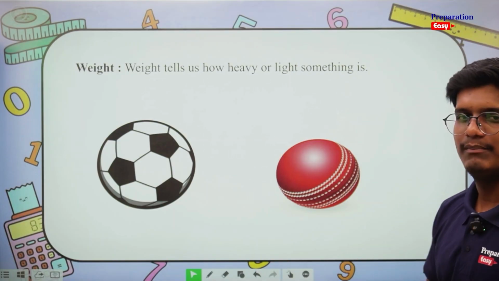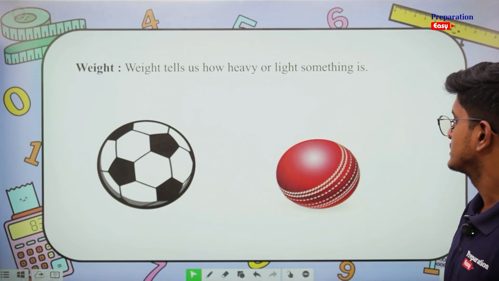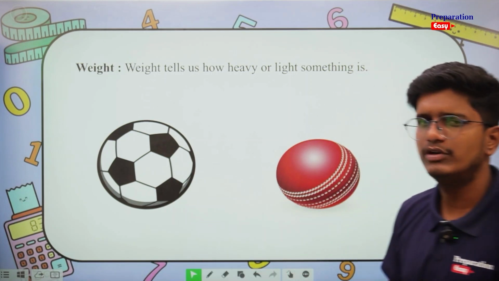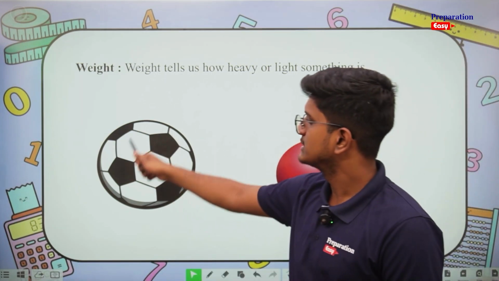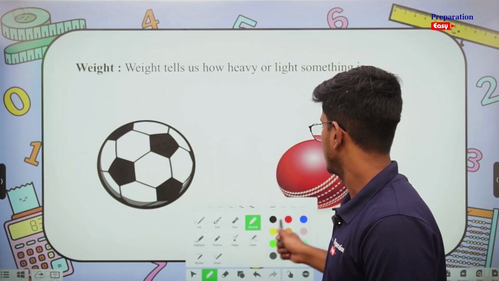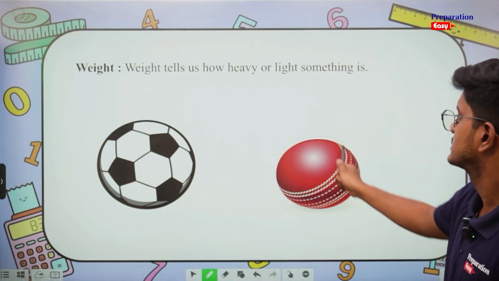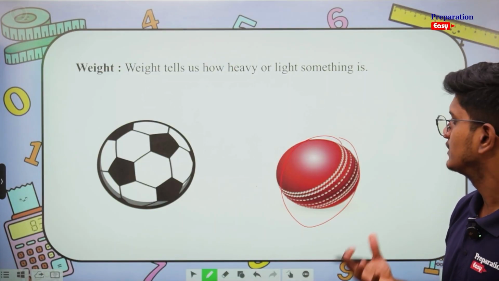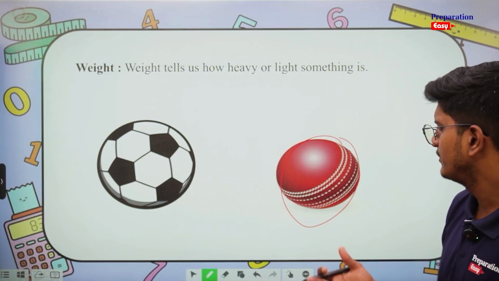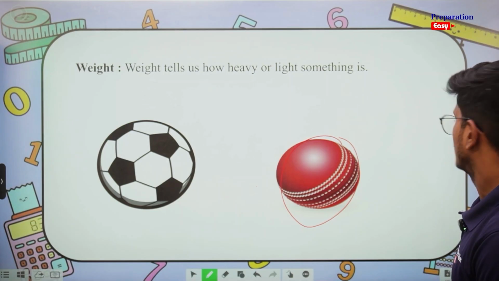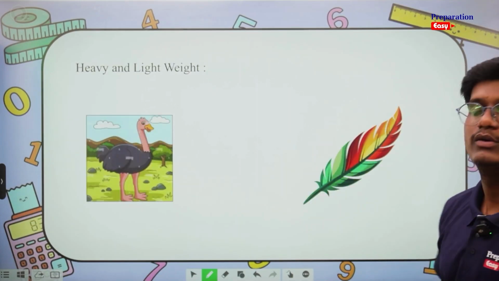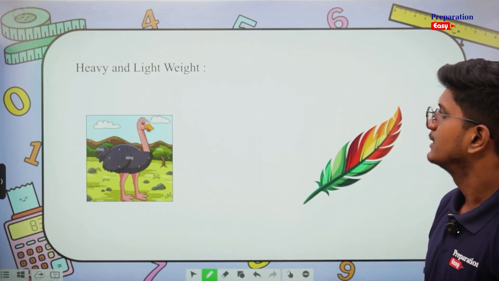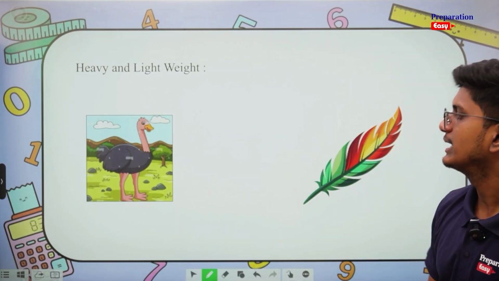Even while playing you have noticed that cricket balls are much heavier than footballs, because footballs have air inside them, and cricket balls usually have a stone or some heavy material inside. So weight tells us how heavy or light something is. This is the example of heavy and light weight.